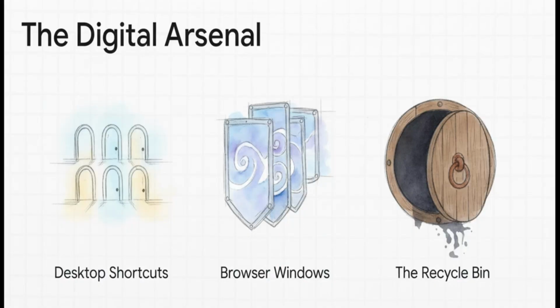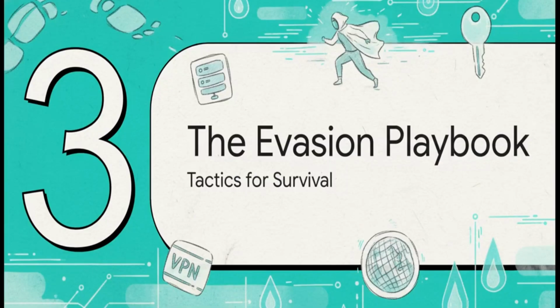So what kind of weapons are we talking about in a fight like this? Well, you can forget about lockpicks and getaway cars. The entire arsenal is made up of things that we probably click on 100 times a day without even thinking. Desktop shortcuts, those are now a network of secret tunnels. Browser windows, they're now barriers, things to hide behind. And yeah, as we're about to see, even the humble recycle bin, well, it has an absolutely crucial role to play.